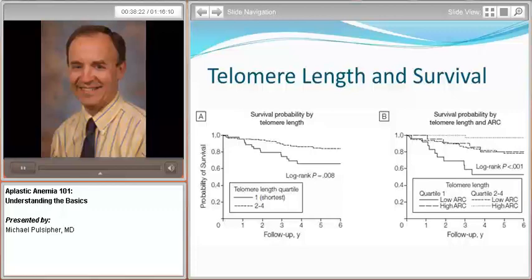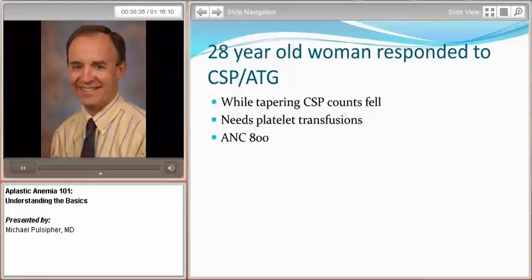And that's why, as you can see in this slide, their survival was much worse over time when they had very short telomeres. Now, not every physician is measuring telomeres because we don't have ways yet of making your telomeres better, but it is something that may help predict how you're going to do.